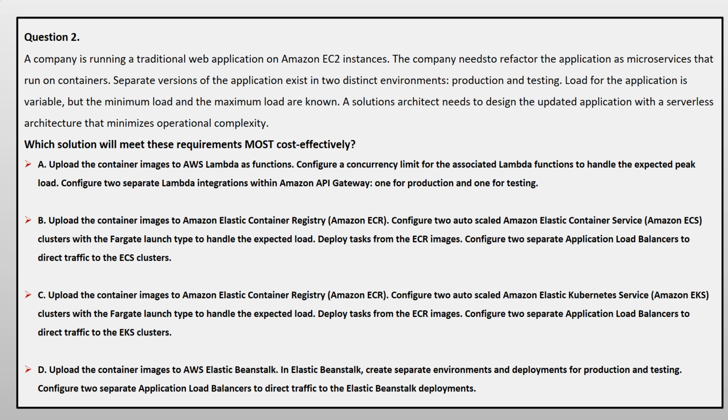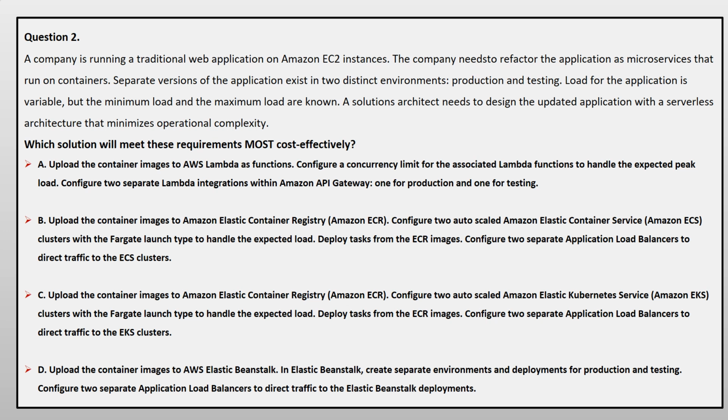B. Upload the container images to Amazon Elastic Container Registry, Amazon ECR. Configure two auto-scaled Amazon Elastic Container Service, Amazon ECS, clusters with the Fargate launch type to handle the expected load. Deploy tasks from the ECR images. Configure two separate Application Load Balancers to direct traffic to the ECS clusters.